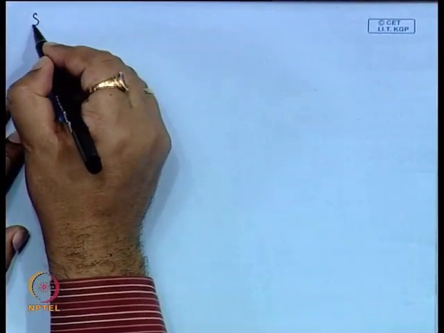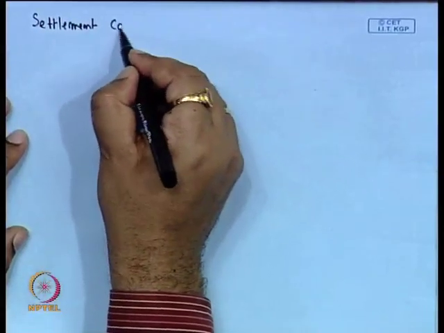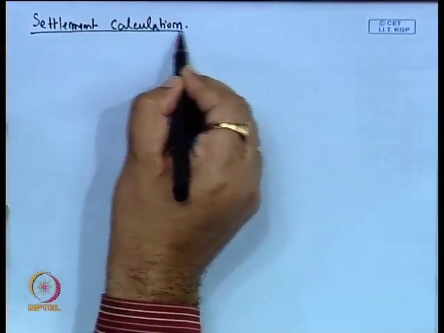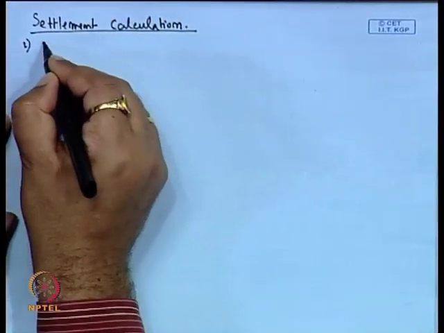In the last class, I discussed the different types of settlement: immediate settlement, primary consolidation settlement, and secondary compression settlement. Now, in this lecture, I will discuss how to calculate these different types of settlement, that is, immediate settlement and consolidation settlement for different types of soil. First, I will go for the settlement calculation. So, the first expression that we will give is for the immediate settlement calculation.